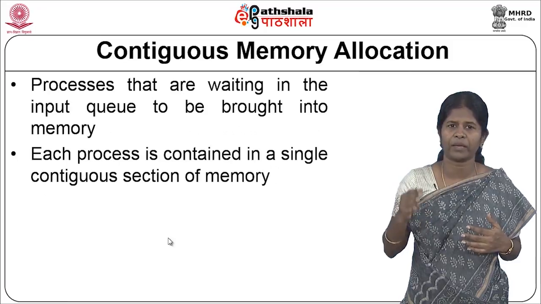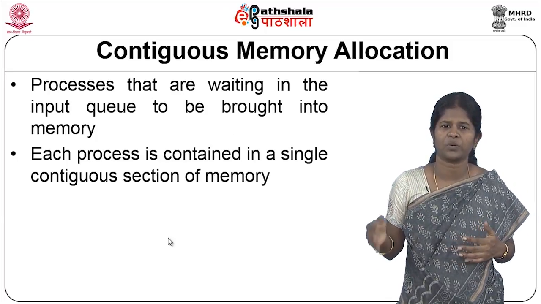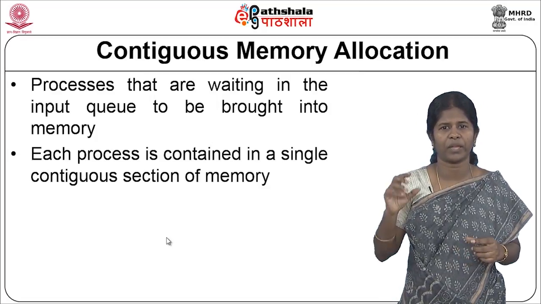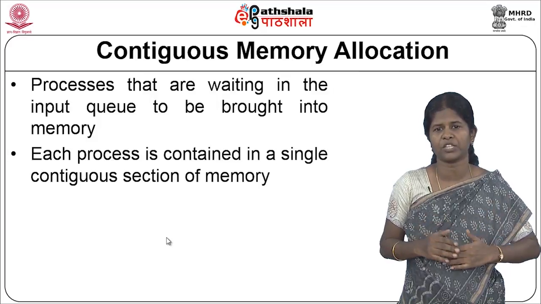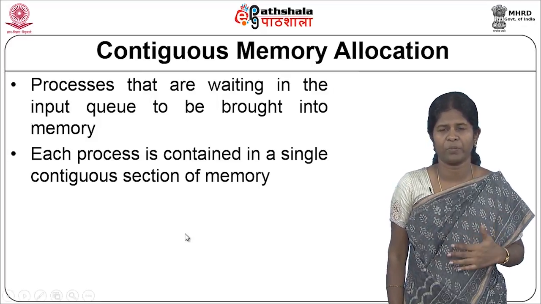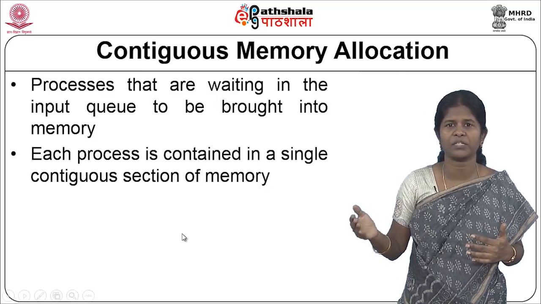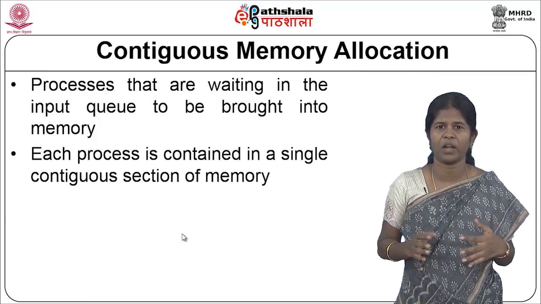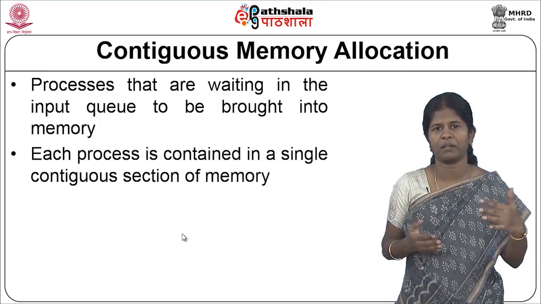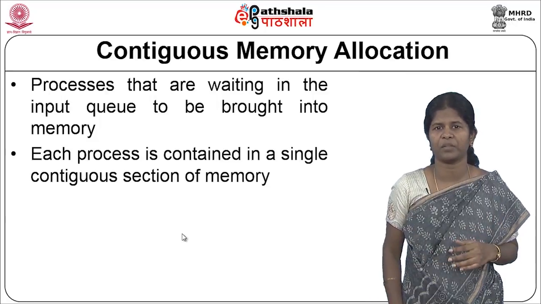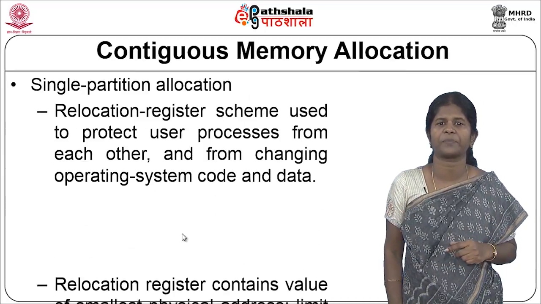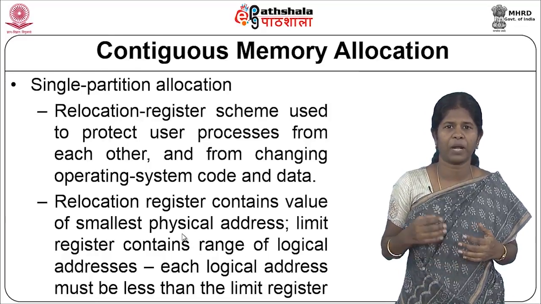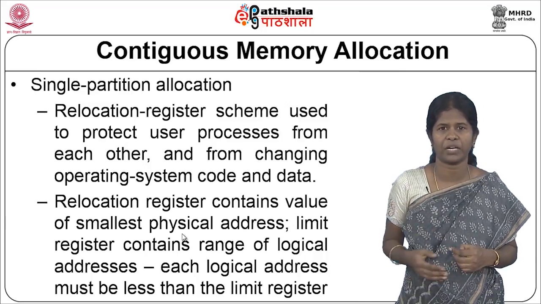And as I told you, processes that are waiting in the input queue should be brought into the main memory, and each process can be placed in a single contiguous section of memory. So that is called contiguous memory allocation. That is, a process that is brought from the input queue into the main memory is placed contiguously in the main memory. They are not split into pieces but they are kept contiguously in the main memory. This is one way of memory allocation. And even in contiguous memory allocation, you can have single partition allocation or you can have multiple partition allocation.